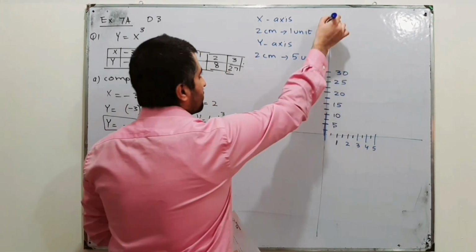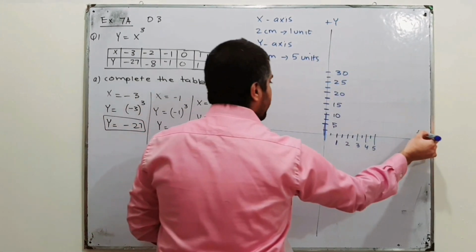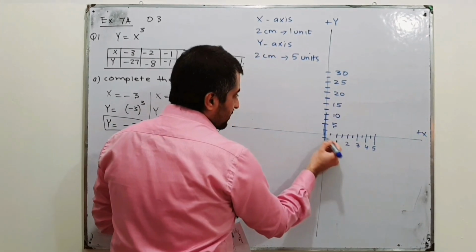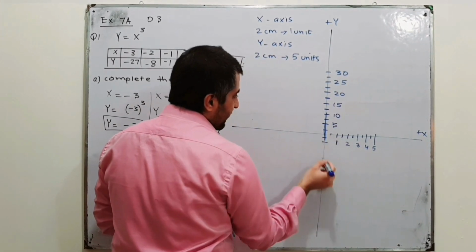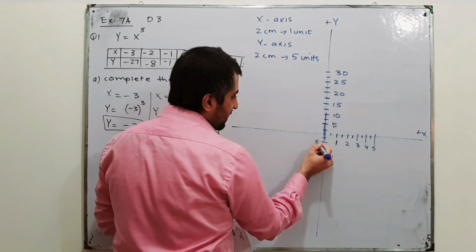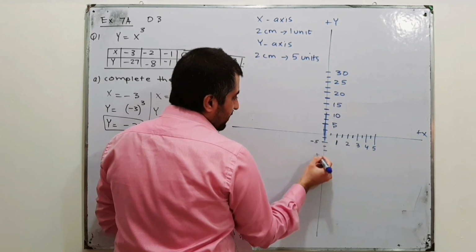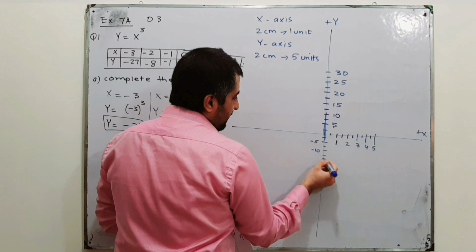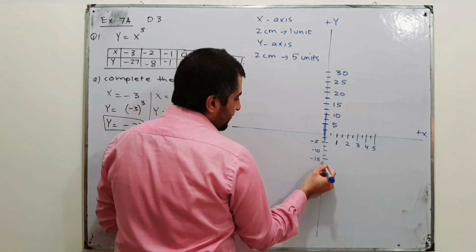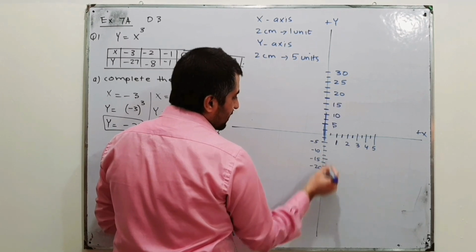So this is positive y, this is positive x. Similarly over here, on y-axis 2 centimeters is basically minus 5. Then again 2 centimeter, minus 10. Then again 2 centimeter, minus 15, and then again 2 centimeter is minus 20, and so on.